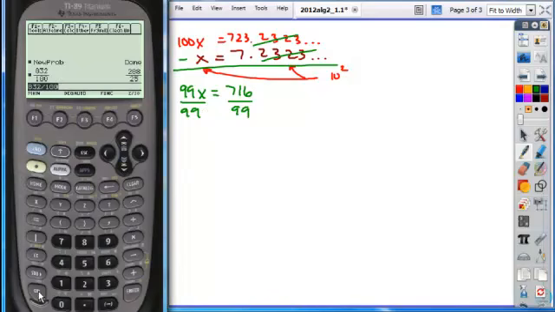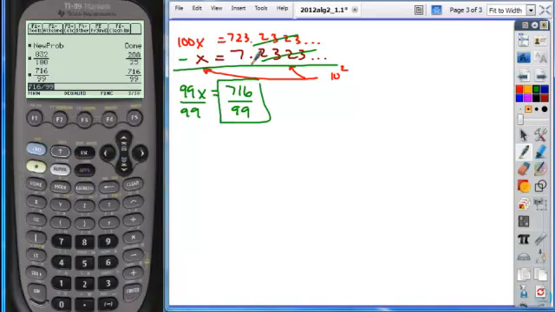And we can use our calculator to verify, does this number simplify at all? We have 716 divided by 99. Enter, and you see the calculator shows there's no simplified form. That's as simplified as it gets, but it fits within the description of a rational number. It's the ratio or fraction of 2 integer values.